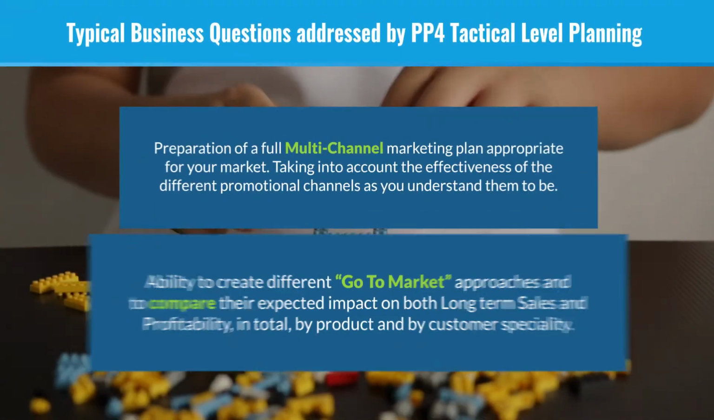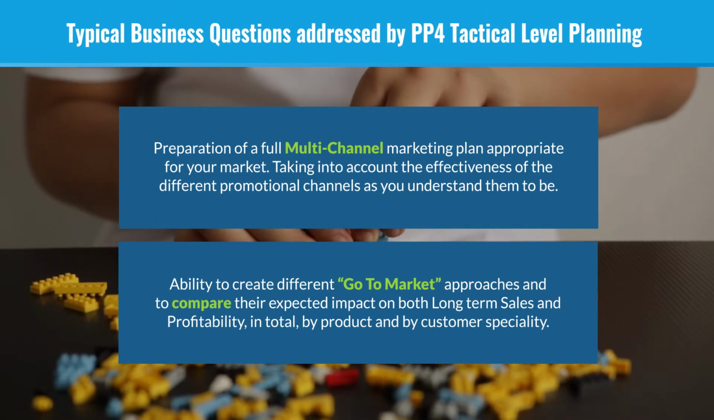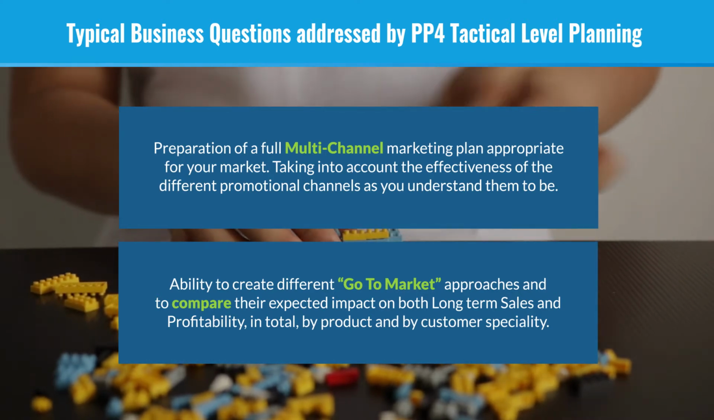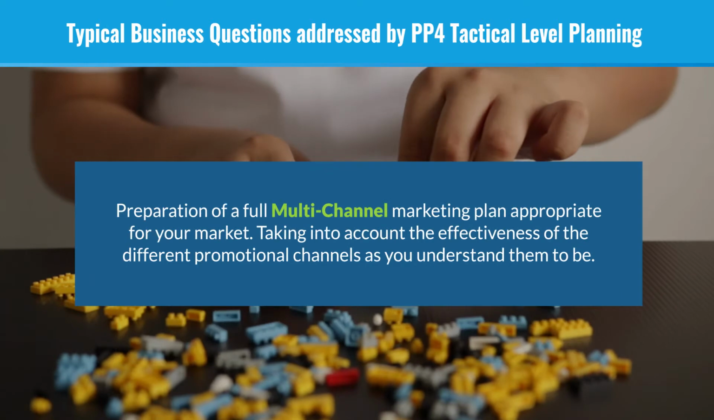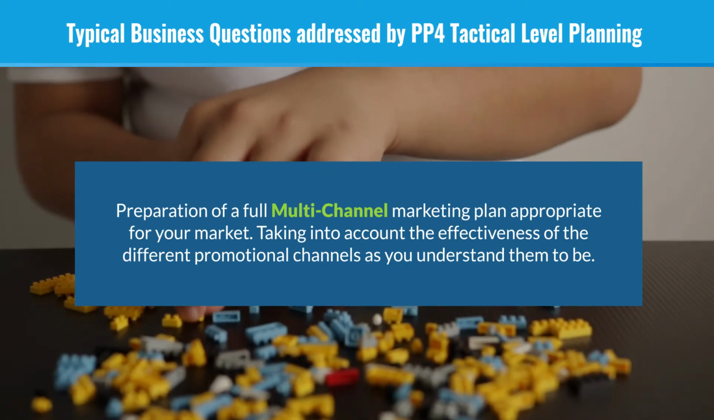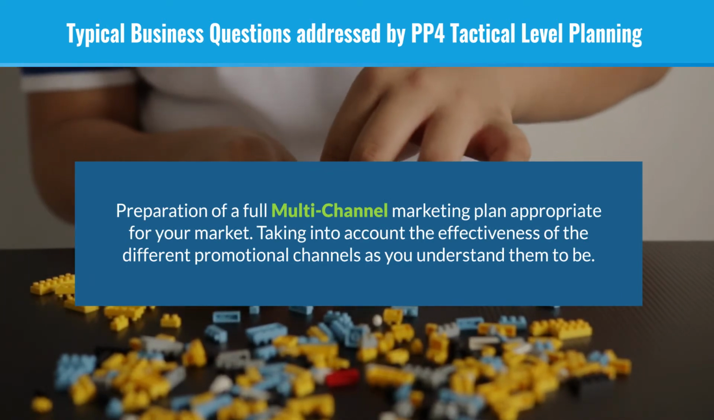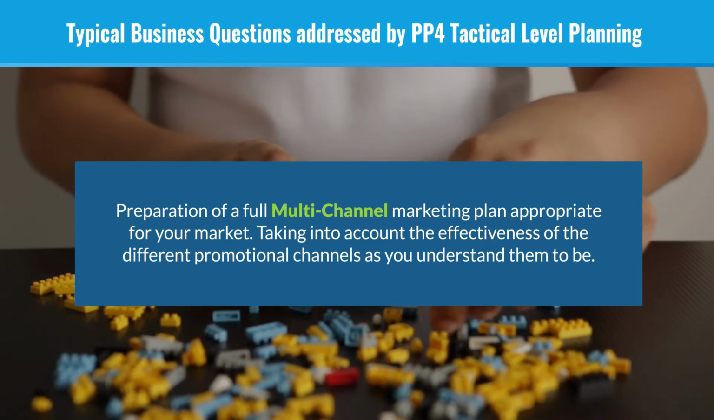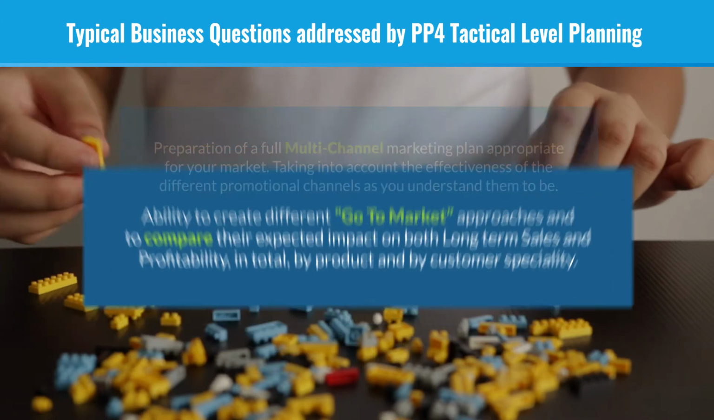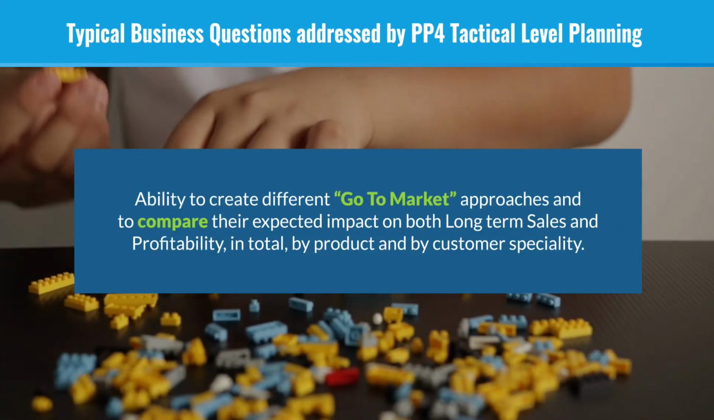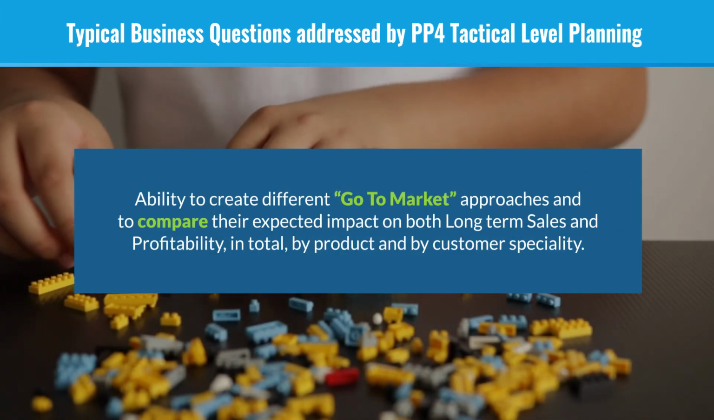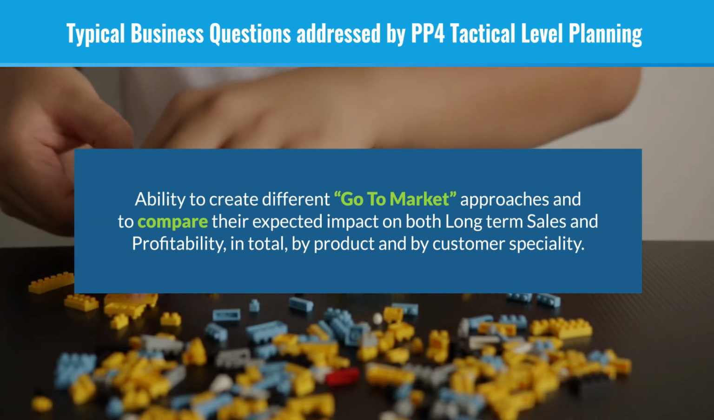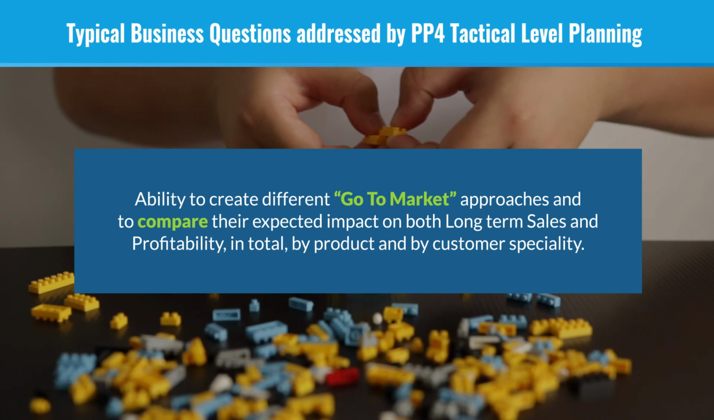Typical business questions addressed by PromoPlanner Tactical Level Planning are all questions addressed by strategic and operational planning, plus preparation of a full multi-channel marketing plan appropriate for your market, taking into account the effectiveness of the different promotional channels as you understand them to be, and the ability to create different go-to-market approaches and to compare their expected impact on both long-term sales and profitability, in total, by product and by customer speciality.